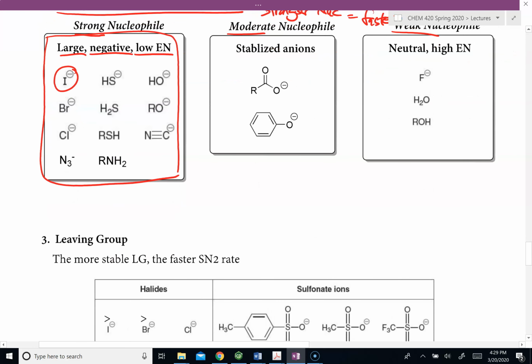And the exception is over here, the amine, and this thiol over here, and some of these. Although these are neutral, they are also classified as strong nucleophiles. And the reason is that the atoms in them are big atoms, and they have low electronegativity. So these are big and low electronegativity atoms. That's why they form strong nucleophiles. Strong nucleophiles are substances that are willing to donate their electrons in the nucleophilic attack.